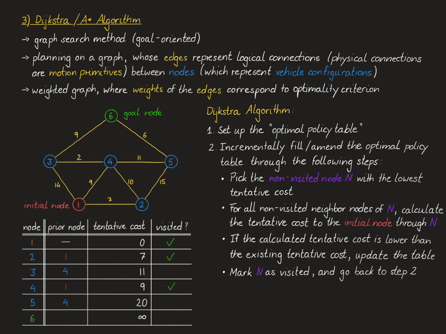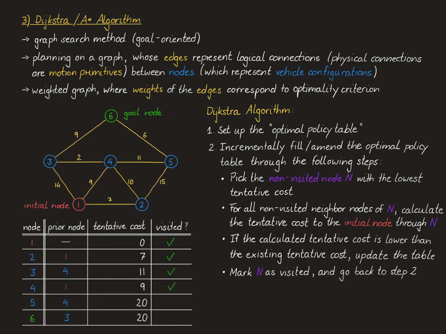The next non-visited node with the lowest tentative cost is node 3. The only non-visited neighbor node of 3 is node 6, and the calculated tentative cost becomes 11 plus 9, so 20. Clearly, 20 is less than infinity, so we update node 6 with a tentative cost of 20 and the prior node 3. And finally, we mark node 3 as visited.